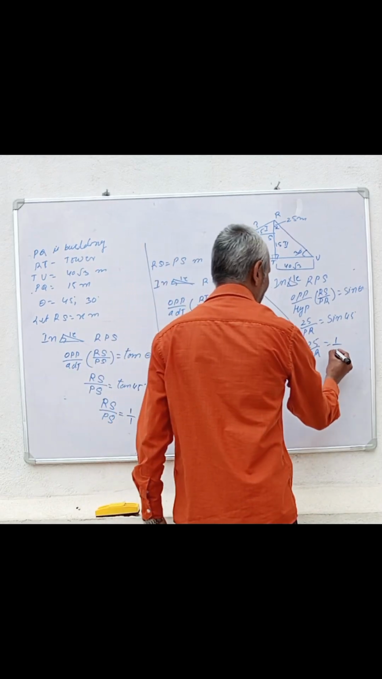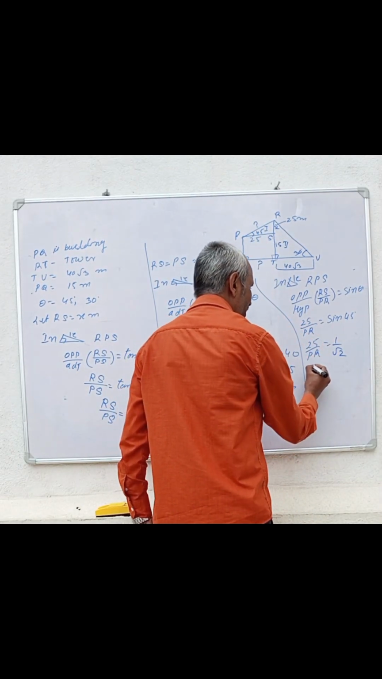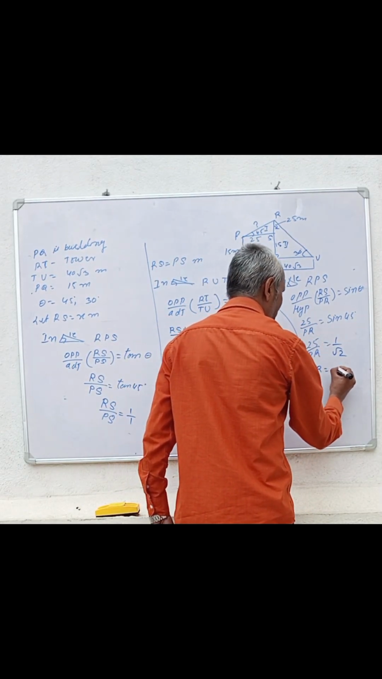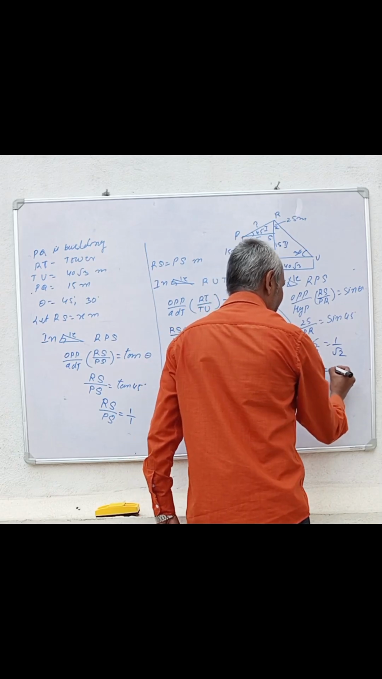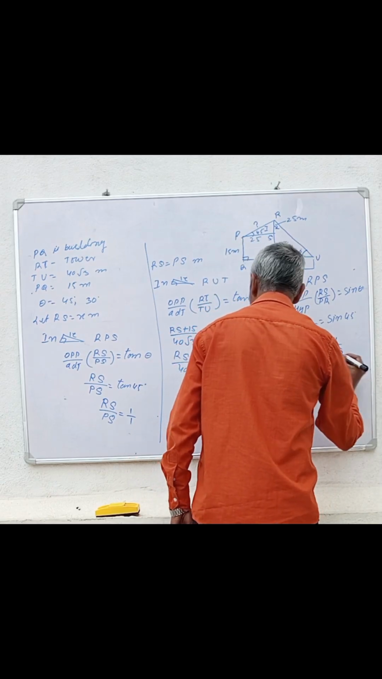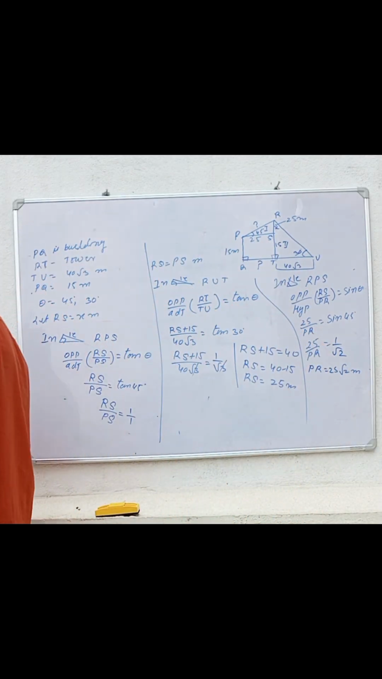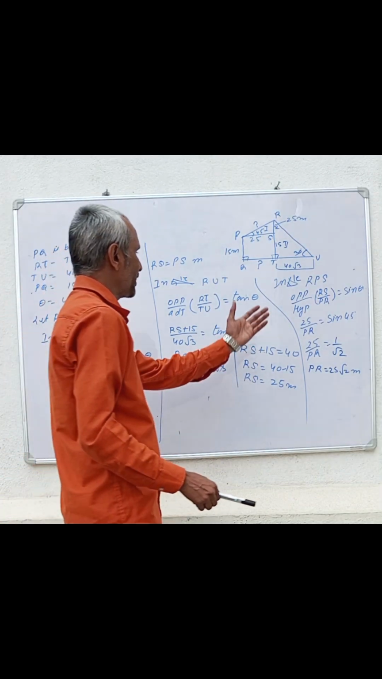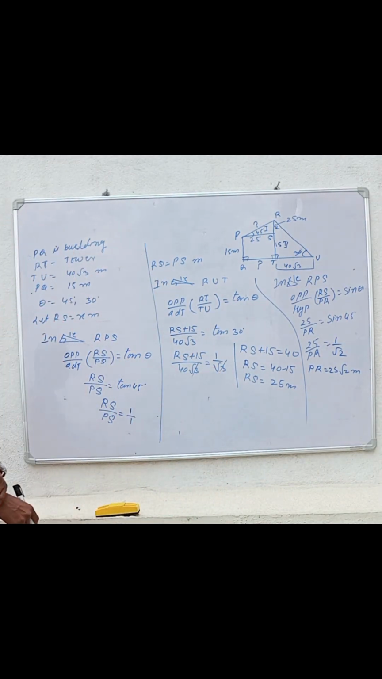You can prepare it. 1 by root 2, by cross multiplication, PR is equal to 25 root 2 meter. That is the height of the building, and this is the total answer of this question.